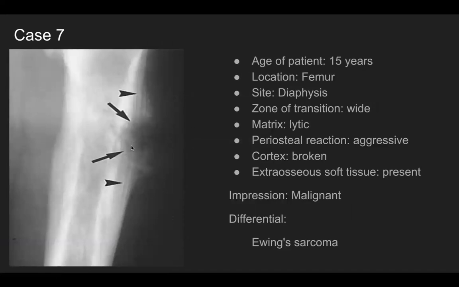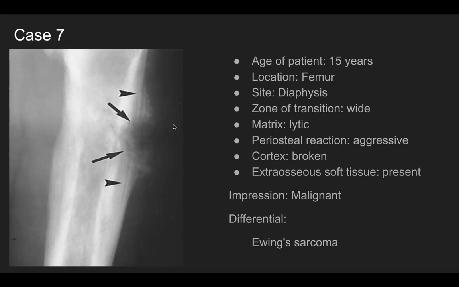Now, this is another case in a 15-year-old male, and in the femur, we can see that there's a tumor. It is located in the diaphysis, and this tumor has a wide zone of transition. The matrix is lytic, but there is aggressive periosteal reaction, onion peel appearance, and the cortex is also broken, and there is an extraosseous soft tissue mass. So, broken cortex with extraosseous soft tissue mass, 100% malignant tumor, and the differential is only one.